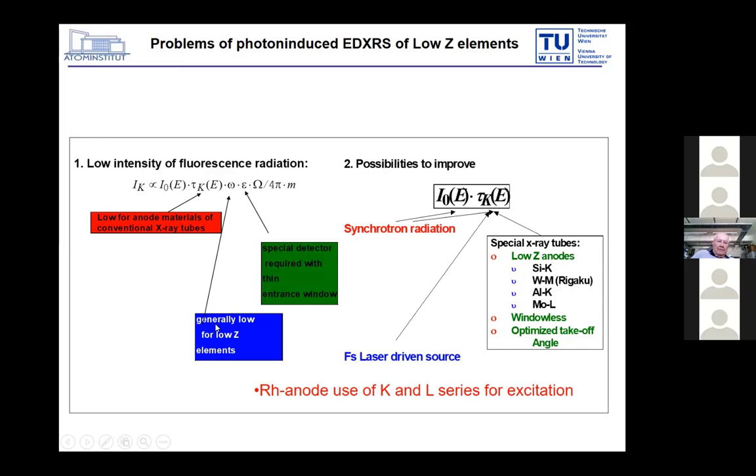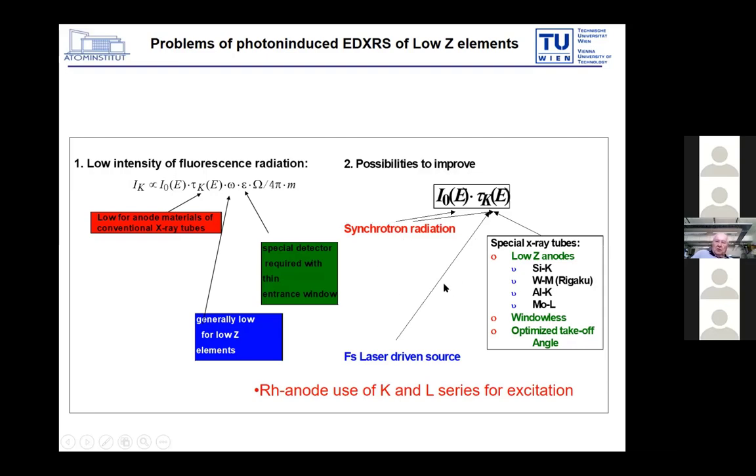Then omega is generally low for the light elements, and the detector efficiency here we can only operate a little bit with special windows. And of course, solid angle is always an important influence to the intensity we measure. So you see here this product I0(E) times tau of energy dependence. Best is synchrotron radiation. Disadvantage, difficult to have access. So we go back to laboratory.